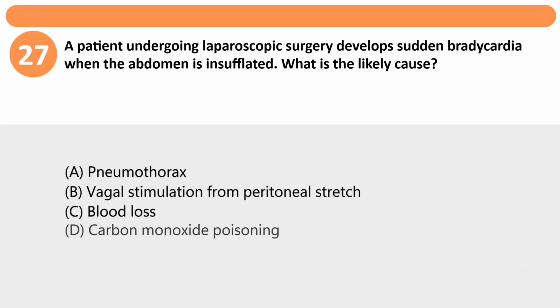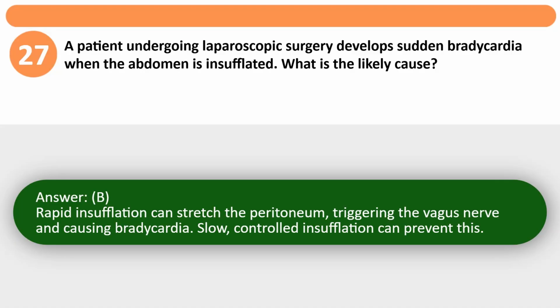A patient undergoing laparoscopic surgery develops sudden bradycardia when the abdomen is insufflated. What is the likely cause? A. Pneumothorax. B. Vagal stimulation from peritoneal stretch. C. Blood loss. D. Carbon monoxide poisoning. Answer, B. Rapid insufflation can stretch the peritoneum, triggering the vagus nerve and causing bradycardia. Slow, controlled insufflation can prevent this.